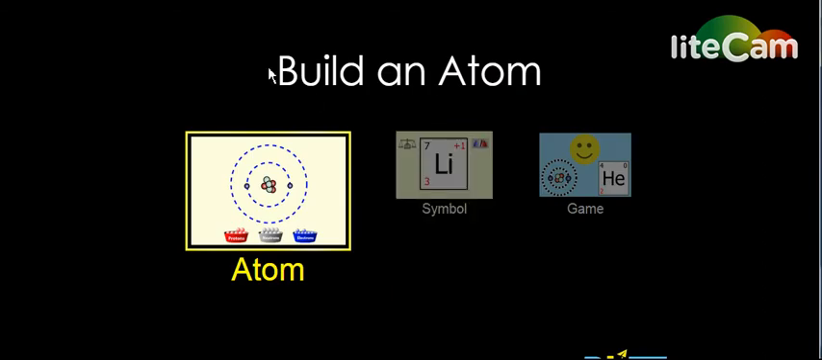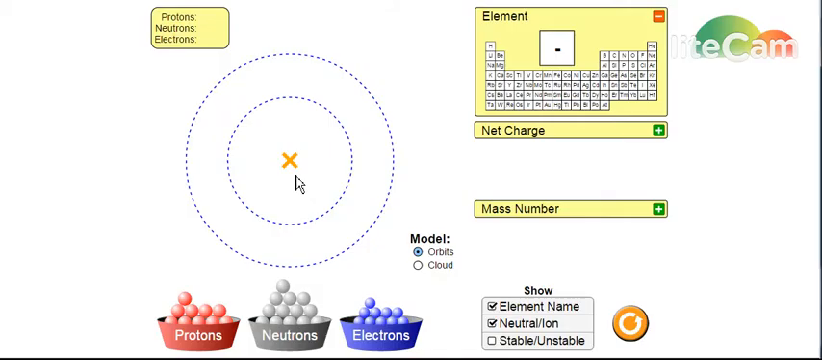You should see a new window open up that looks like this. We're going to do the Build an Atom part of the simulation. Later on, if you finish fast, you could come back and try the game. Click on this one. Let's look at the screen here.